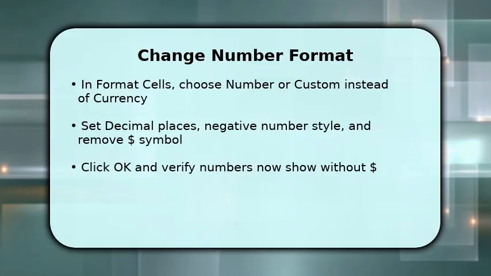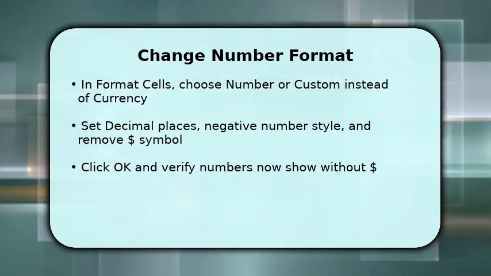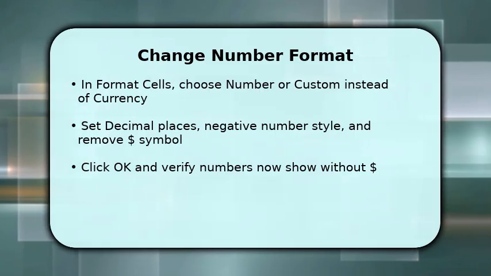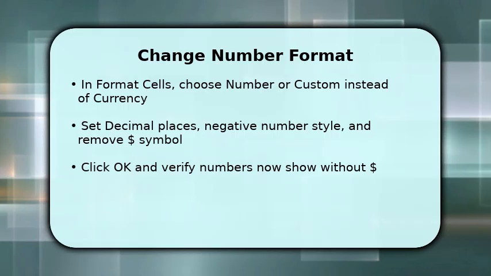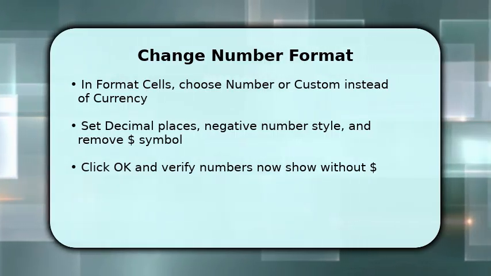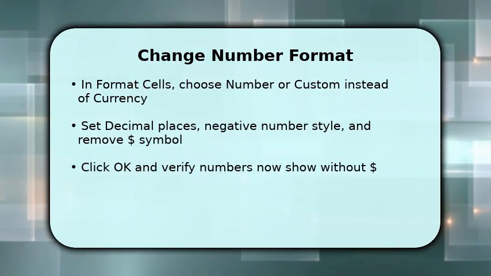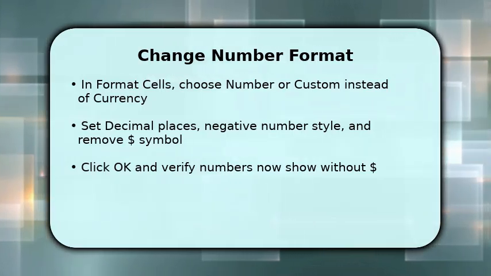With Format Cells open on the Number tab, pick Number to remove any currency symbol while preserving numeric formatting. This is the simplest, safest option. Once you select Number, adjust decimal places and negative number display to match your sheet. If you prefer a custom pattern, choose Custom and delete the dollar from the type box, then press OK.